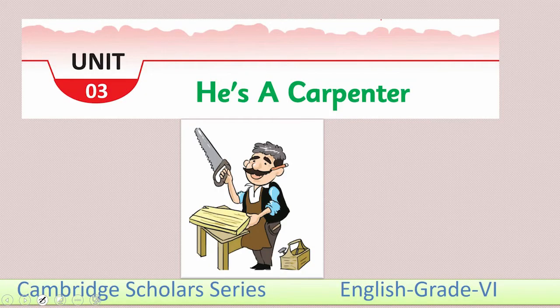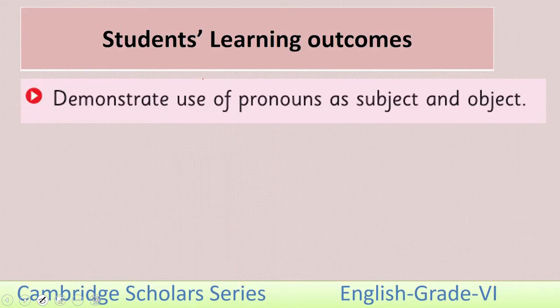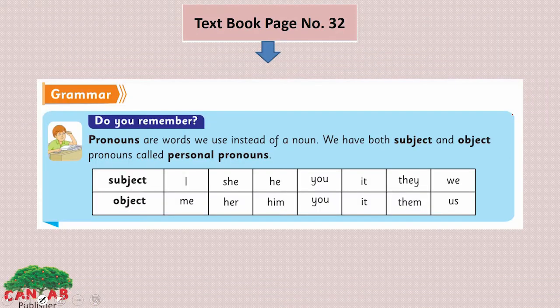We will start our lesson from unit number 3. He is a carpenter. SLOs of this lesson are: demonstrate use of pronouns as subject and object. I know you people are familiar with the pronouns. Pronouns are he, she, it, you, they, we. All these are pronouns. It replaces the noun. When we avoid the repetition of a noun in a sentence, we use pronouns.